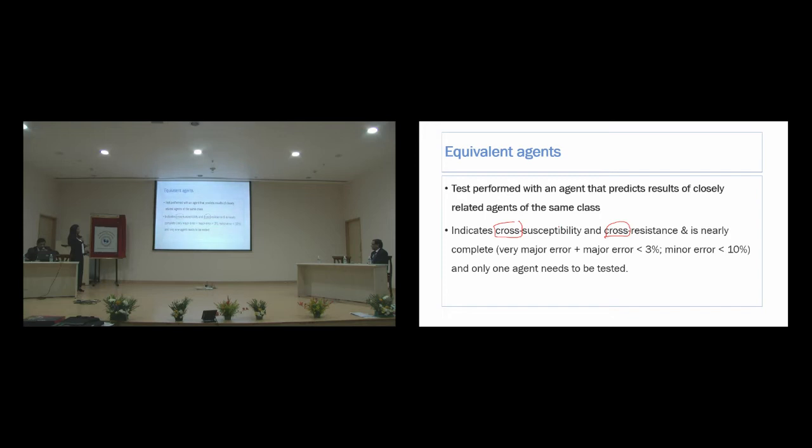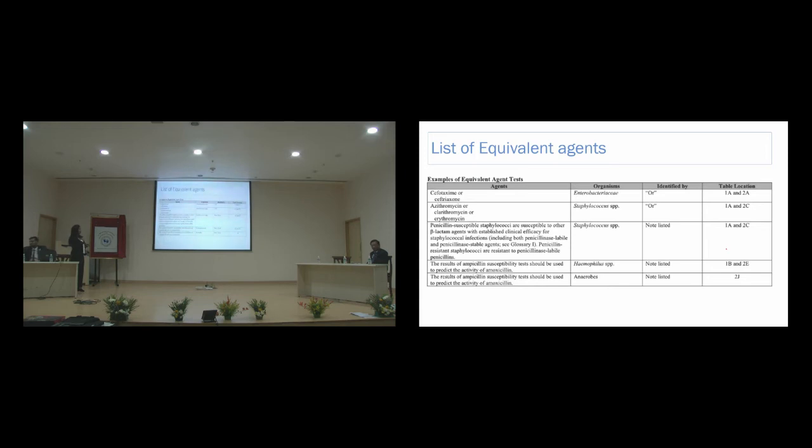error, that is very major and major error is less than 3% and minor error is less than 10%, and the good thing is only one agent needs to be tested. This is the advantage of using equivalent agent. This is the list given in CLSI.